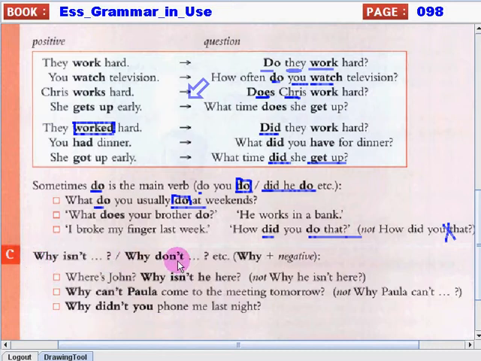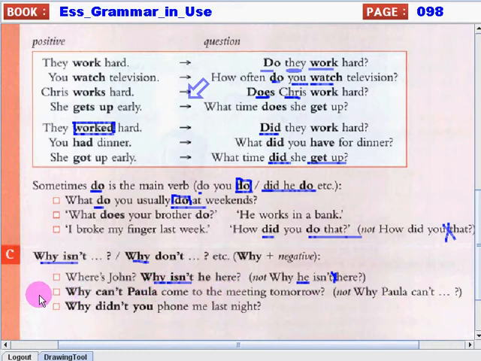Now another pointer that we shouldn't forget. Why isn't, why don't, and we will form a question, starting with why. WH question why. Where's John? Why isn't he here? You can't say why he isn't here. Alright? Why isn't he here? We have to put our subject here, not here. Alright? Why isn't he here?